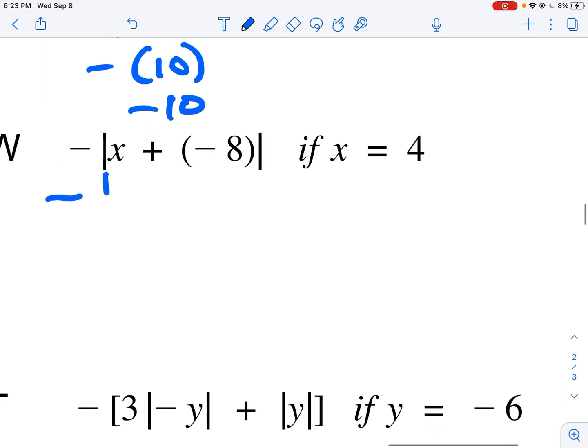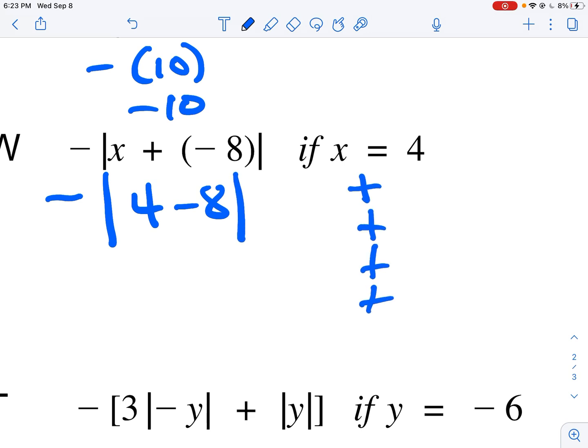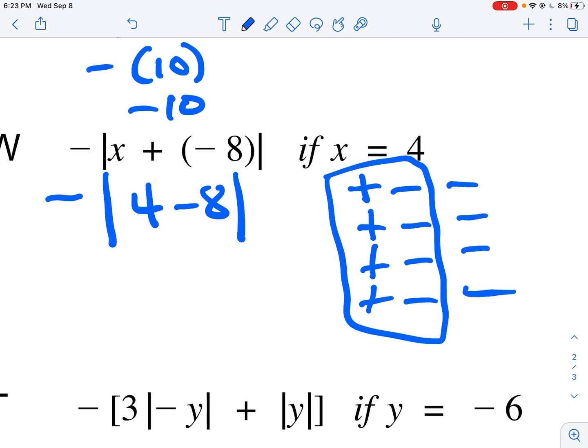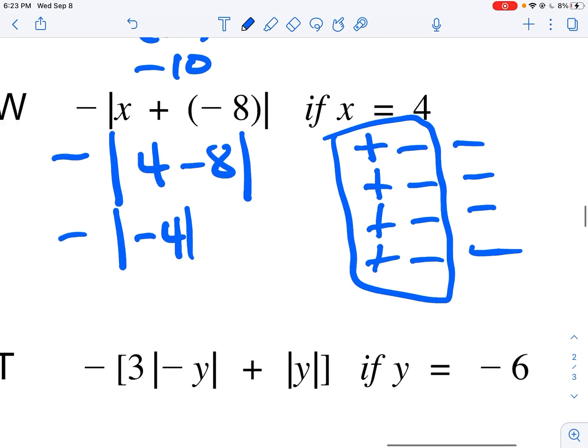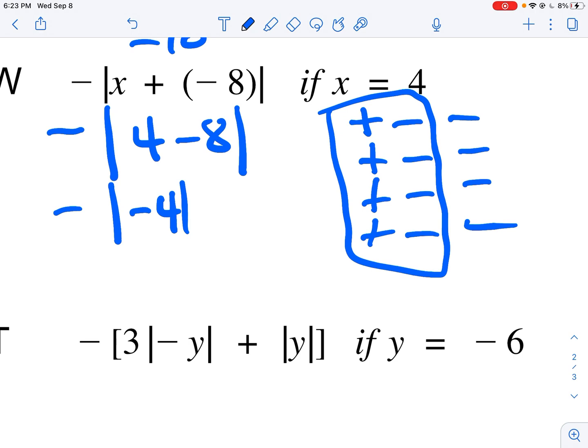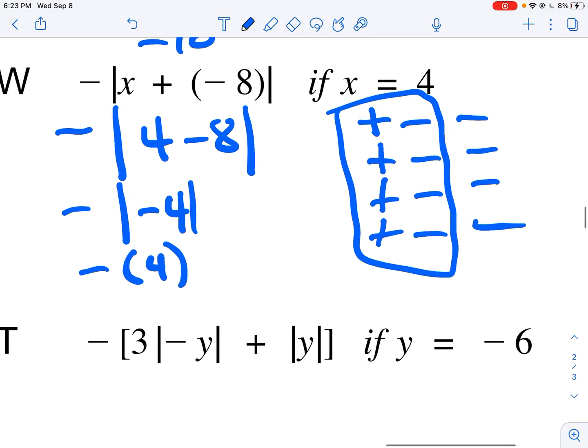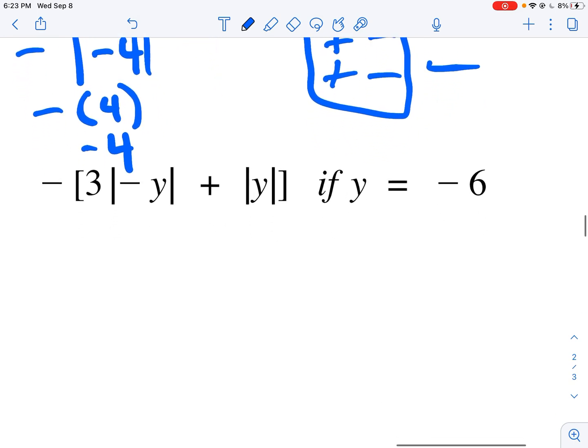Okay. 4 minus 8. I have 1, 2, 3, 4. 1, 2, 3, 4, 5, 6, 7, 8. These cancel out. So I'm left with negative 4. The absolute value of negative 4, that means the distance from 0 to negative 4 is 4. The opposite of a positive 4 is a negative 4.